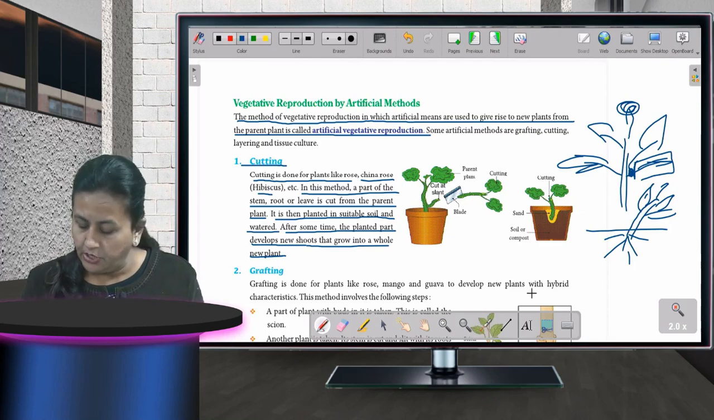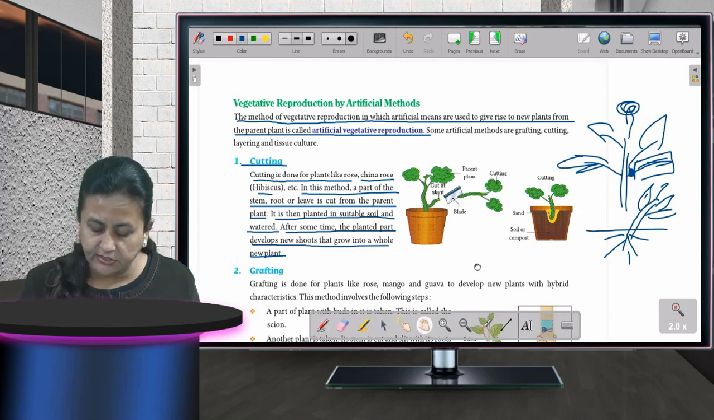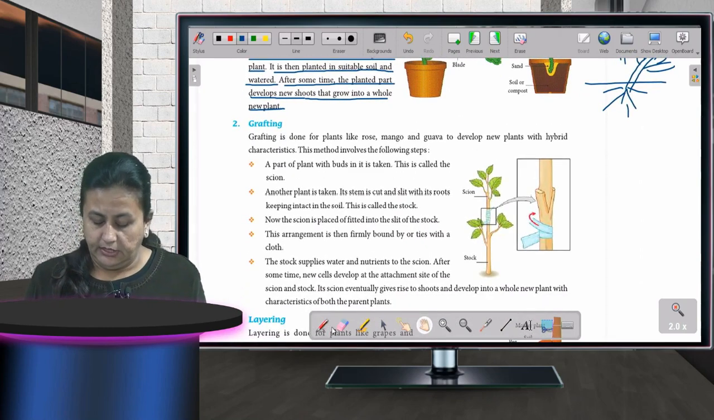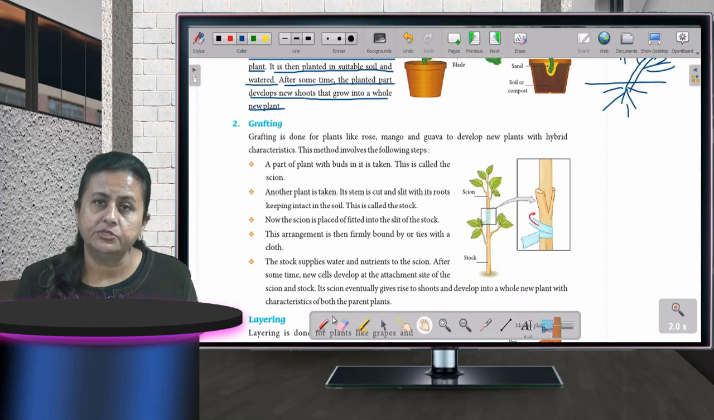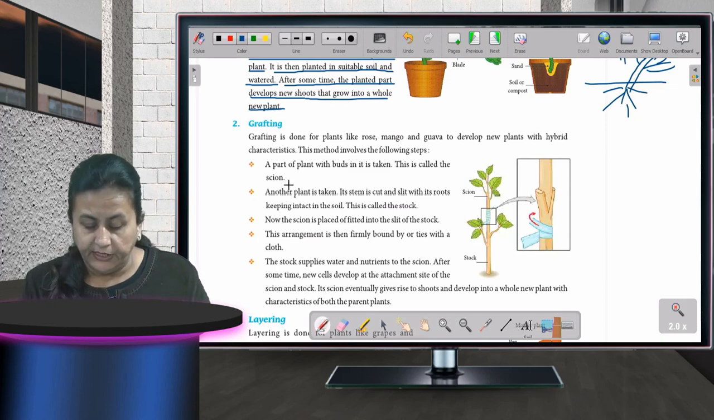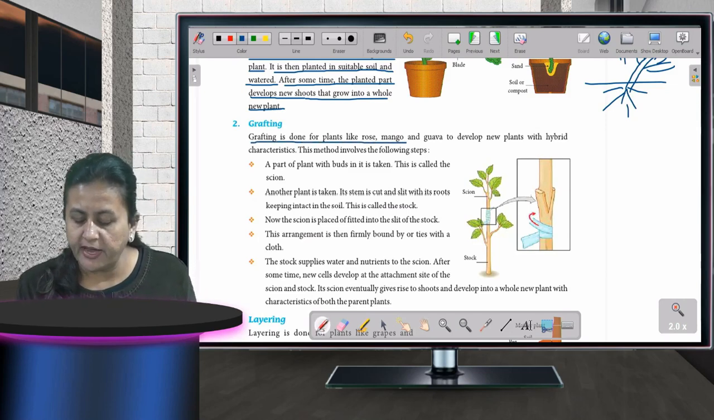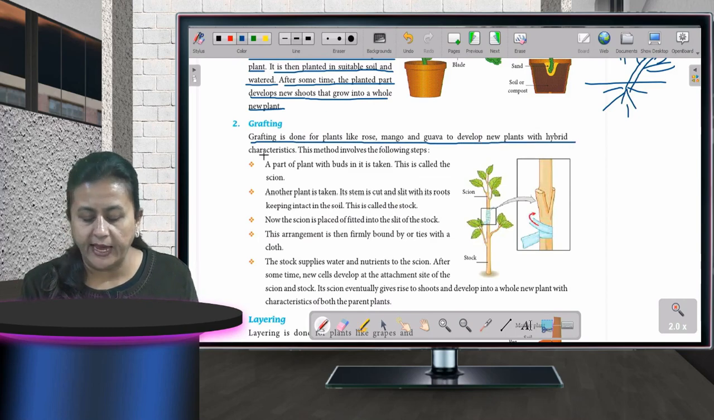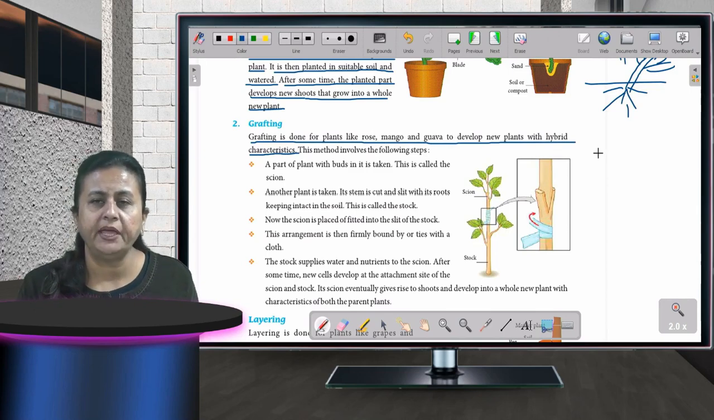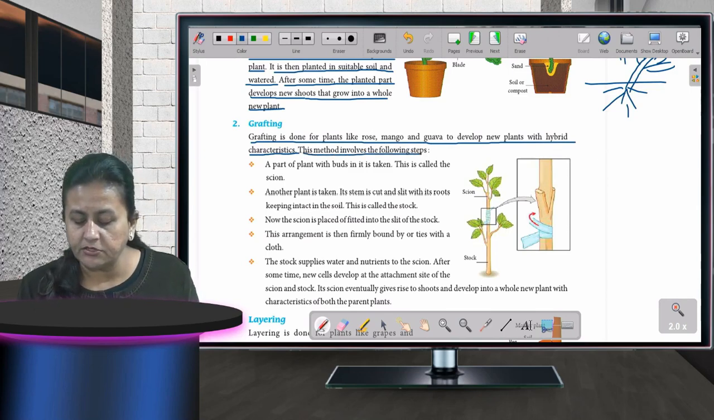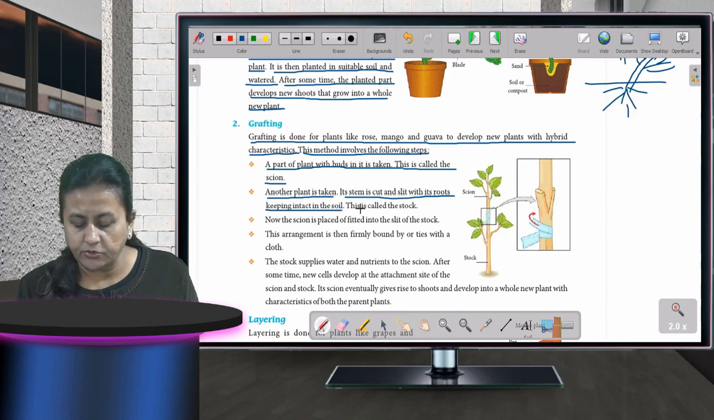Fine children. Now if I talk about grafting, what is grafting? Grafting is also done in plants like rose, mango, guava to develop a new plant with hybrid characteristics. Hybrid means better characteristics than the parent plant. This method involves the following steps. First, a part of a plant with buds is taken. This is called the scion. Another plant is taken, its stem is cut and slit, with its roots kept intact in the soil. This is called stock.